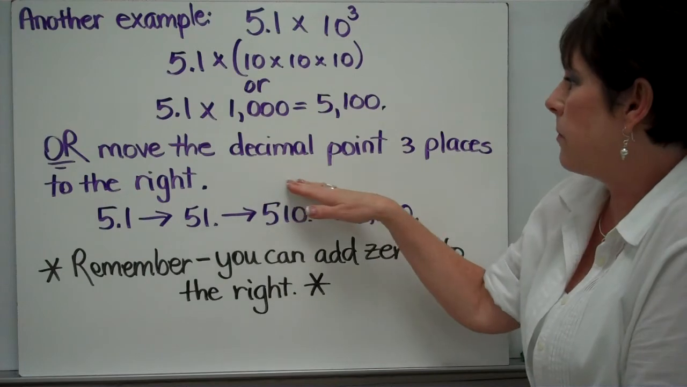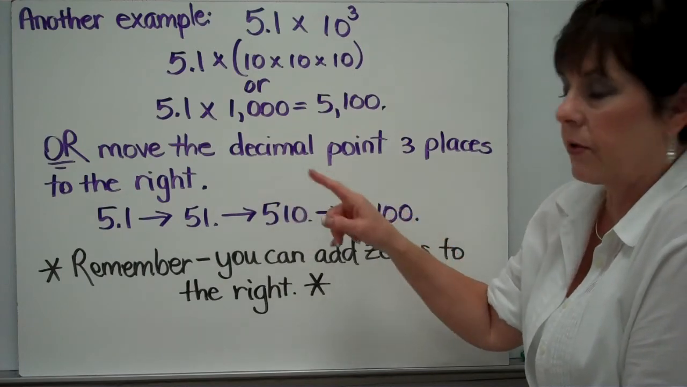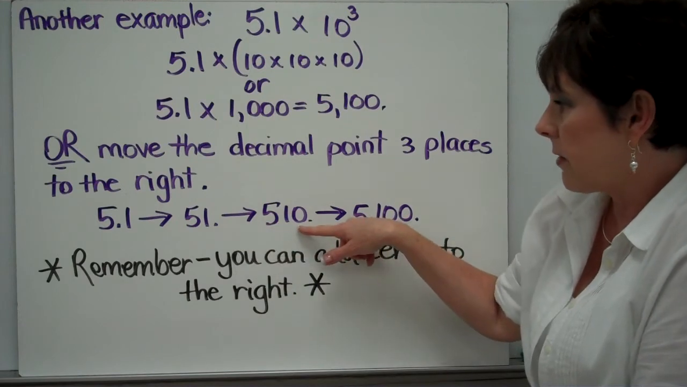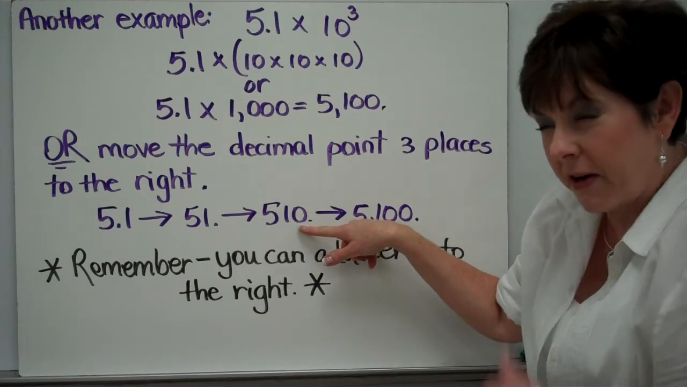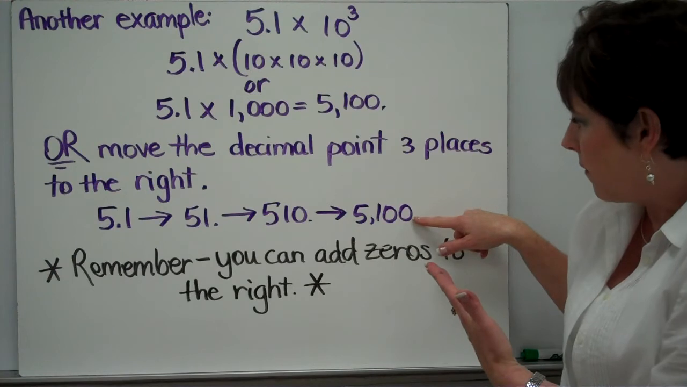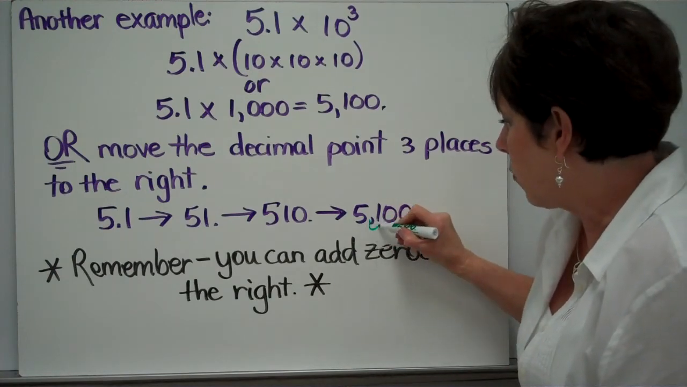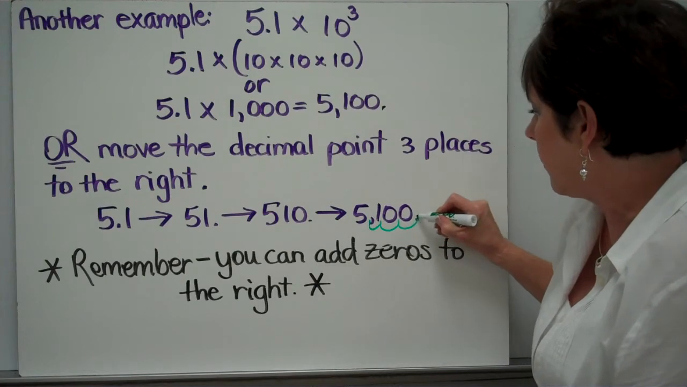In other words, I can move that decimal point 3 places to the right. We move it once here. Once here, notice I added a 0, so I'd have another place value there. And then I move it one more time here. And you can see it used to be there, 1, 2, 3, and here it is now.